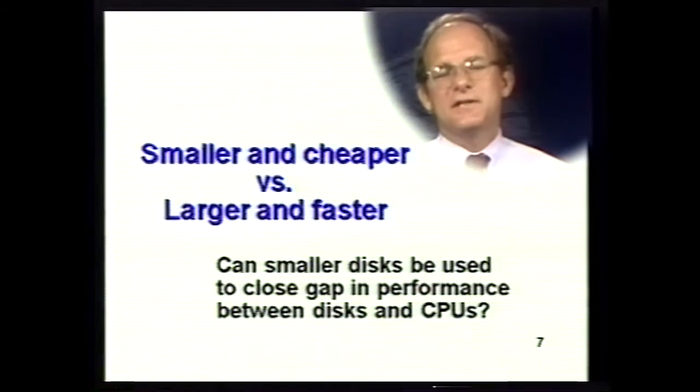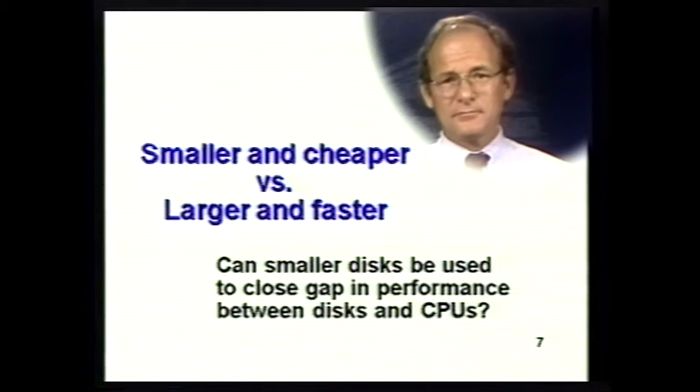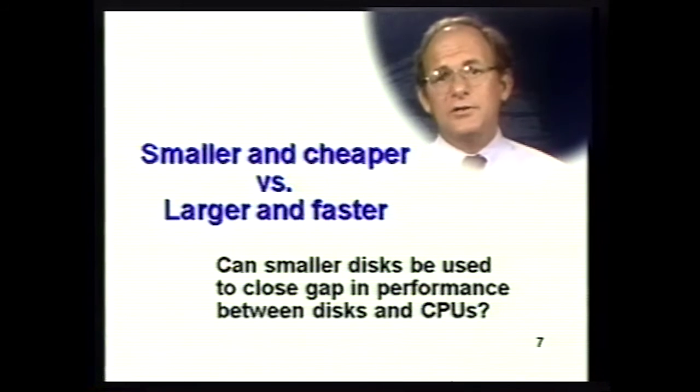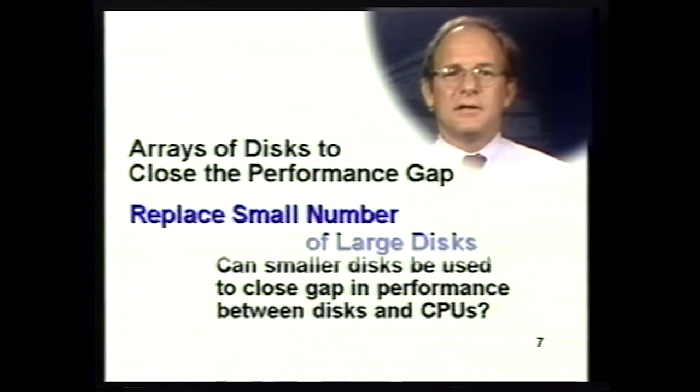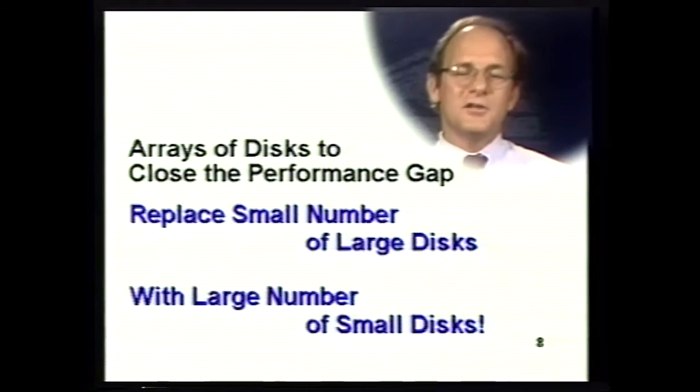What our colleagues in the disk industry have been doing is making disks that are smaller and cheaper as opposed to larger and faster. The faster processors need larger and faster disks. So the question we asked ourselves 6 or 7 years ago was, can these smaller disks be used somehow to close the gap in performance between disks and CPUs? Or how could we use these smaller disks to do that? So the idea is to replace a small number of large disks with a large number of small disks.